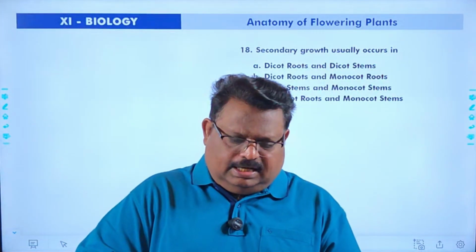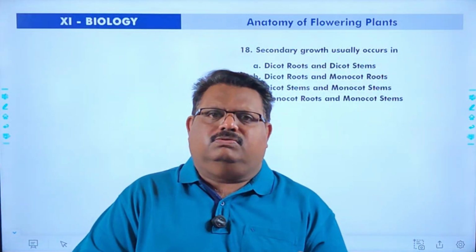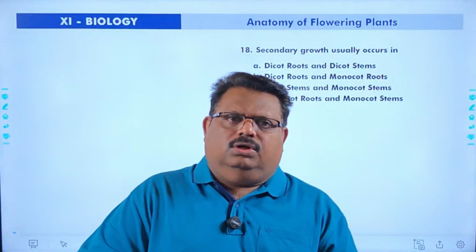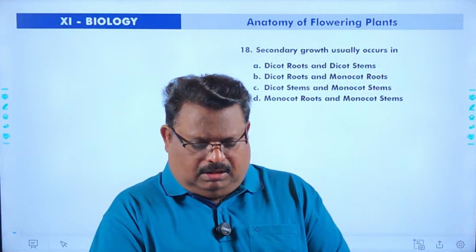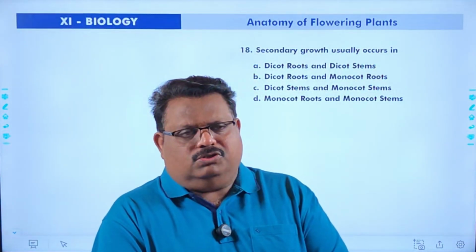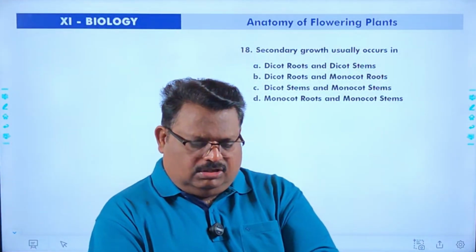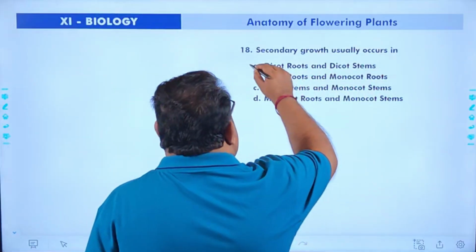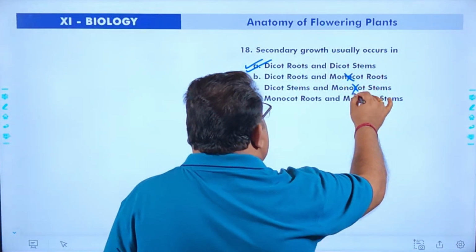Next question is regarding secondary growth. In our syllabus, the details of secondary growth are not mentioned. But secondary growth, the thickening of the body part, the increase in girth of the body part, is possible only in dicots. In dicot root and dicot stem, there is an enlargement in the bulk of the body, and that is called secondary growth. Secondary growth usually occurs in dicot root and dicot stem, not in monocot.